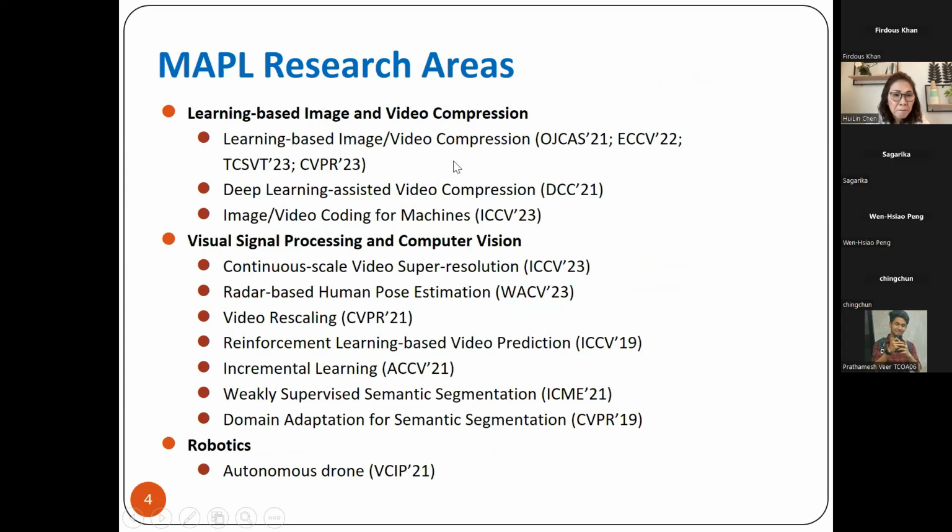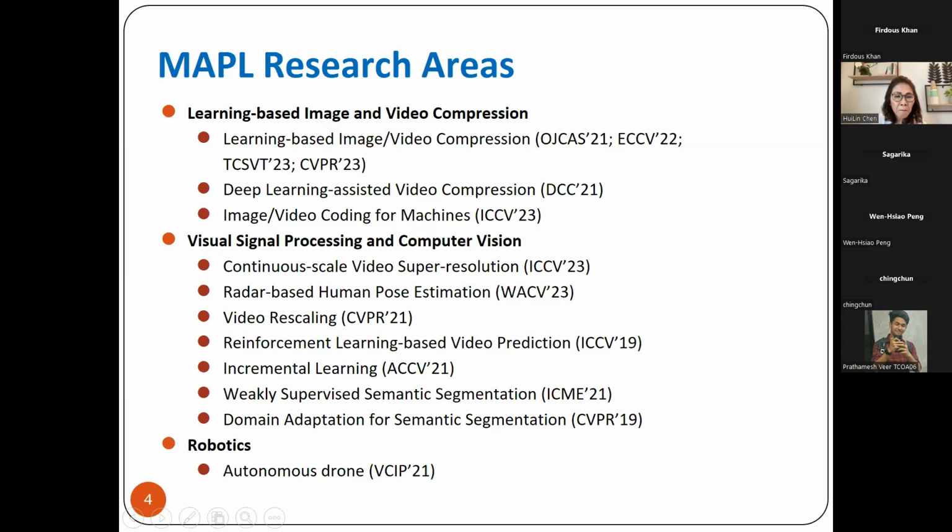We have invested quite a lot of effort in image and video compression, particularly based on using a neural network. We have also published quite a few papers in really prestigious conferences such as CVPR, ECCV, and also ICCV. More recently, we started to work on visual signal processing and computer vision. I collaborate with quite a few people from around the world working on these topics. My research group has also published quite a few papers in top-tier conferences, such as ICCV, WACV, and CVPR.